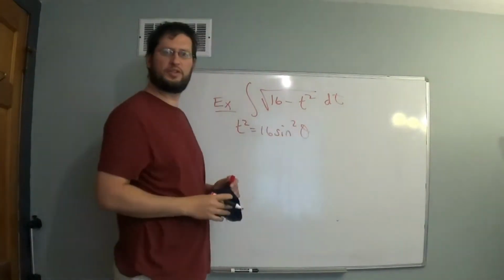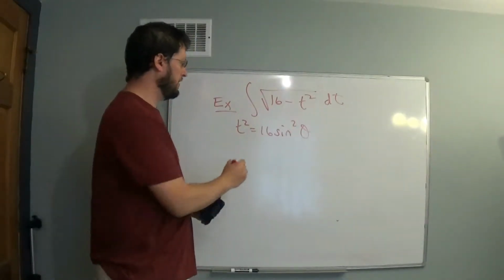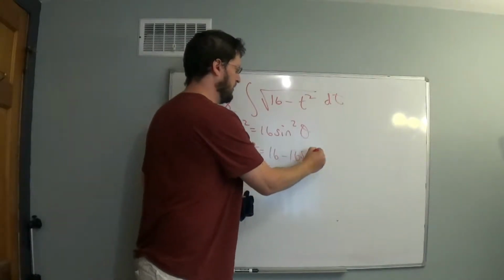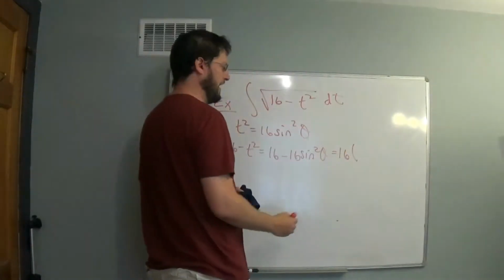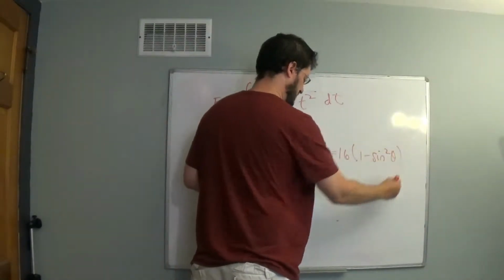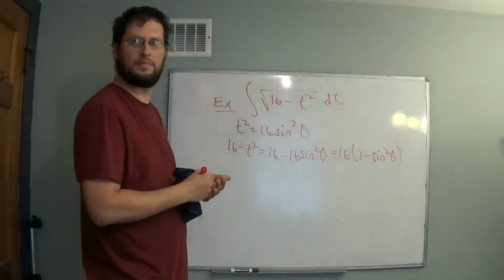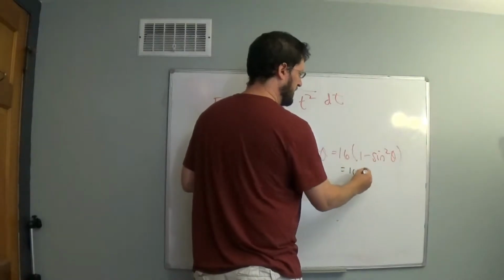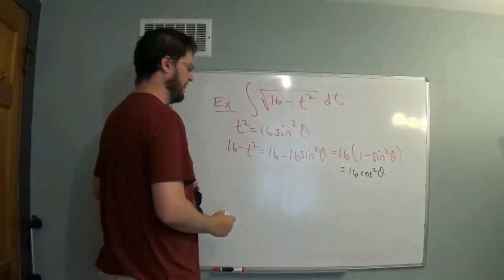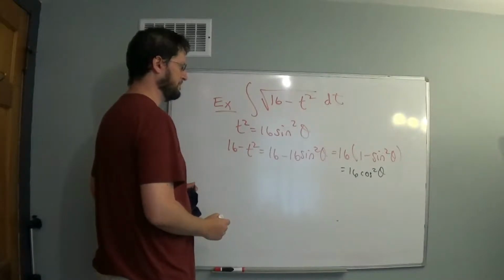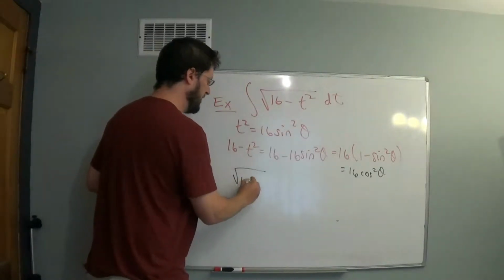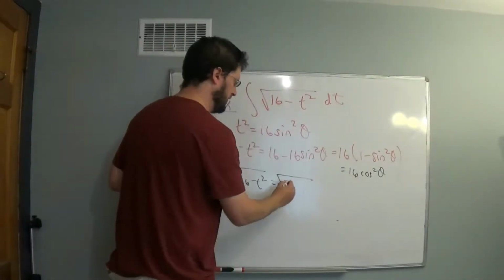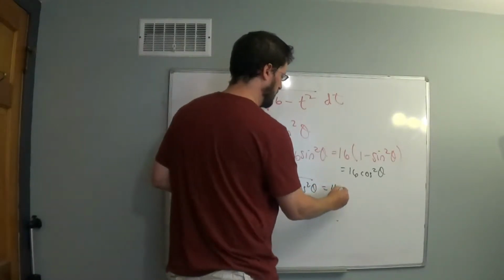But since it's a sine substitution, it'll be 16 sine squared. So that 16 minus t squared is 16 minus 16 sine squared, which I can factor 16 out and get 1 minus sine squared, which is 16 cosine squared theta. So the radical 16 minus t squared will be radical 16 cosine squared, which is 4 cosine theta.